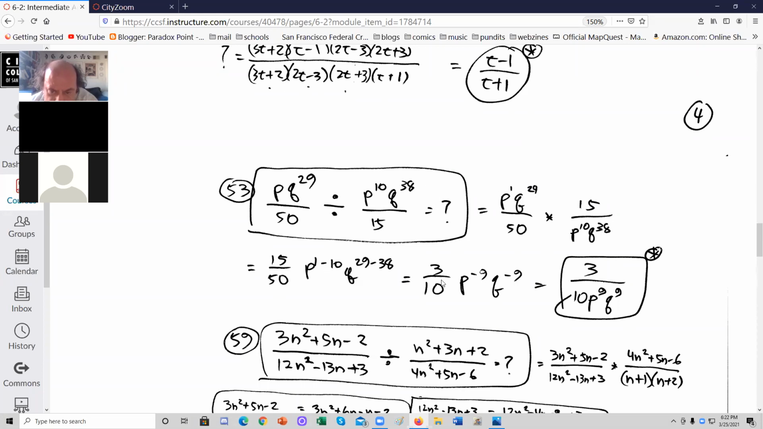1 minus 10 is a 9, p to the negative 9. 29 minus 38 is negative 9, q to the negative 9. And these negative powers mean they're positive powers in the denominator. So 3 over 10 p to the 9, q to the 9.